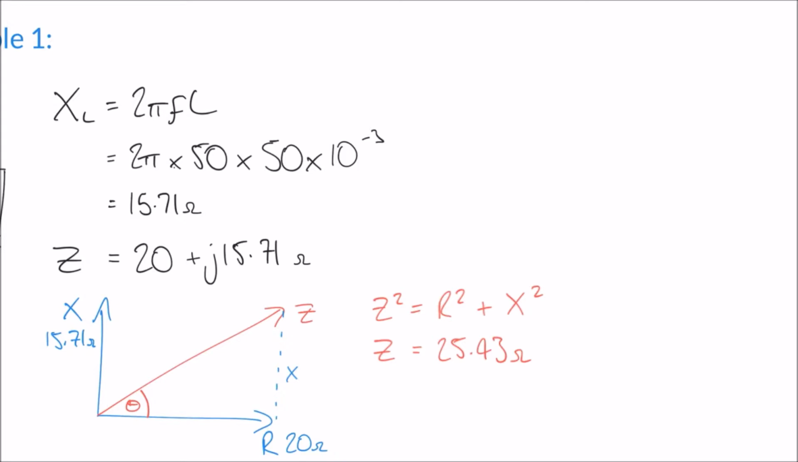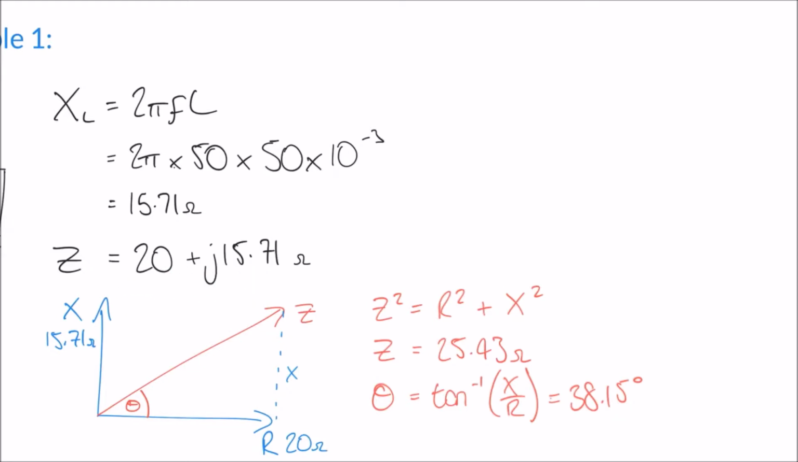And again, we can use a little bit of basic trigonometry here, because we know the tan of that angle is the opposite over the adjacent. And so we can say that that angle is equal to tan to the minus 1 of reactance over resistance, and that comes out with an angle of 38.15 degrees.